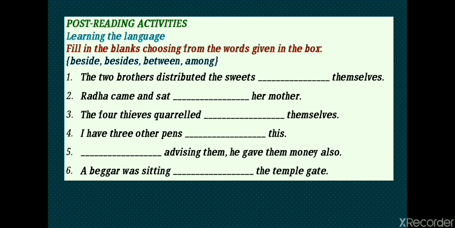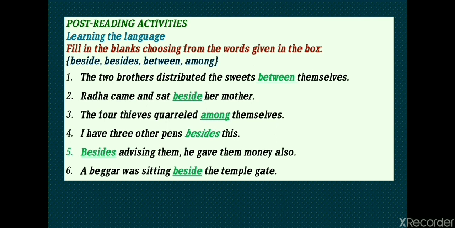I hope you have done it. Let's check the answers and have a discussion. The first sentence is, the two brothers distributed the sweets between themselves. Dear students, please take care that here the number of persons is 2. So when the number of persons is 2, we are using the word between.